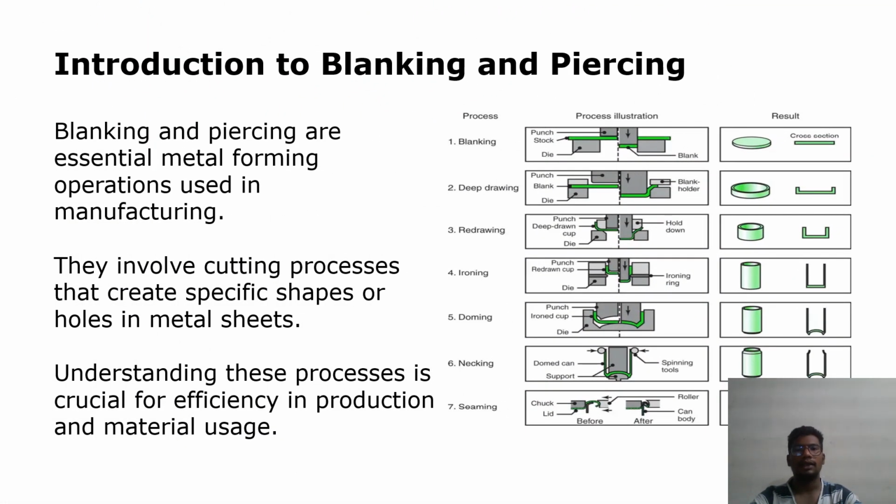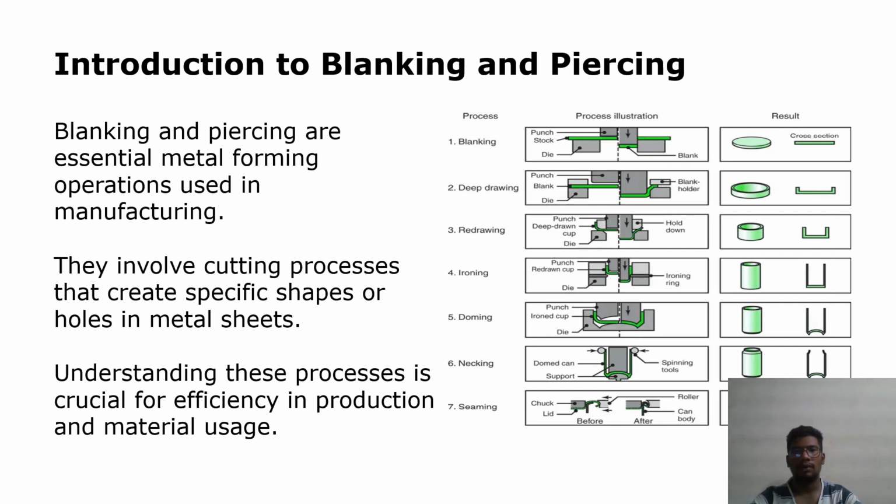Introduction to blanking and piercing. Blanking and piercing are essential metal forming operations used in manufacturing. They involve shearing processes that create specific shapes or holes in metal sheets. Understanding these processes is crucial for the efficient production of materials. Blanking and piercing is done on metal steel.